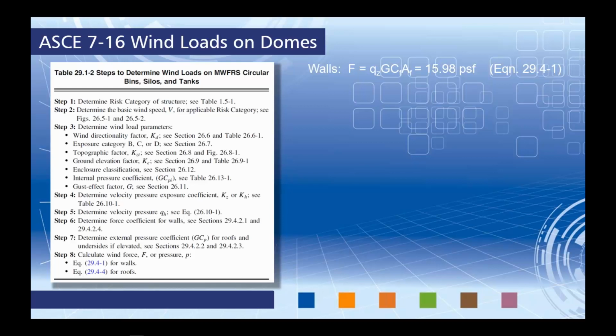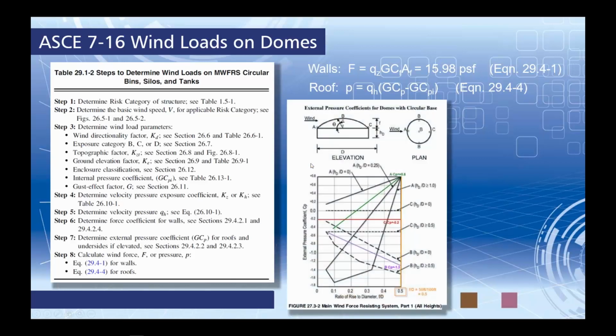Now, that's the total pressure. The dome roof is a little bit more complicated. Again, this is referencing equation 29.4-4 from step 8 here, and this in turn references us to figure 27.3-2 for dome roofs. Now this is actually adopted from the Eurocode and was only available within the ASCE 7 within the last couple of releases.